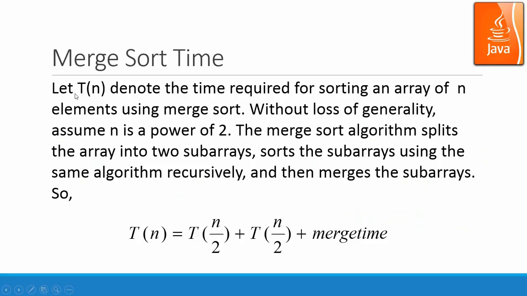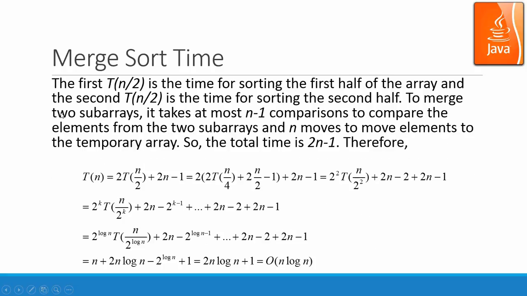MergeSort time. T of n denotes the time required for sorting an array of n elements using MergeSort. Without loss of generality, assume n is a power of 2. That would be easier for analysis. So the MergeSort time for n elements will be 2 smaller sorts plus the merge time. For n, we break down into 2 smaller cases, each of size n over 2. And the merge time is 2n minus 1. The n minus 1 comes from comparing the elements in the if statement, and then n moves to move elements to the temporary array. That's for the copy part.